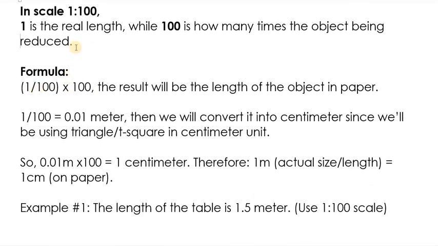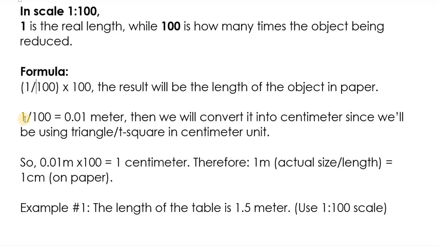Okay, so this is now the formula. In scale 1 is to 100, you can spot the difference between how I place the colon and replace it with a slash. And this slash will now become a divide symbol. Scale 1 is to 100, so just replace the colon with a slash. So 1 divided by 100 times 100. The multiplier 100 is the standard to convert meter into centimeter. So the result will be the length of the object on paper.